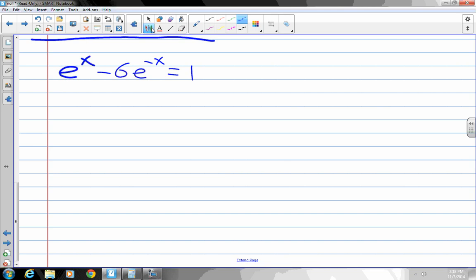So good that we reviewed rules of exponents at the beginning of the class. 1 over e to the x, right? So really, this is the same as e to the x minus 6 over e to the x equals 1. Right? That's really what this equation is saying. So in addition to being an exponential equation, it is also a rational equation, with denominators that have variables in them. So you were taught one thing. If you have denominators, what would be the wise thing to do about those denominators?